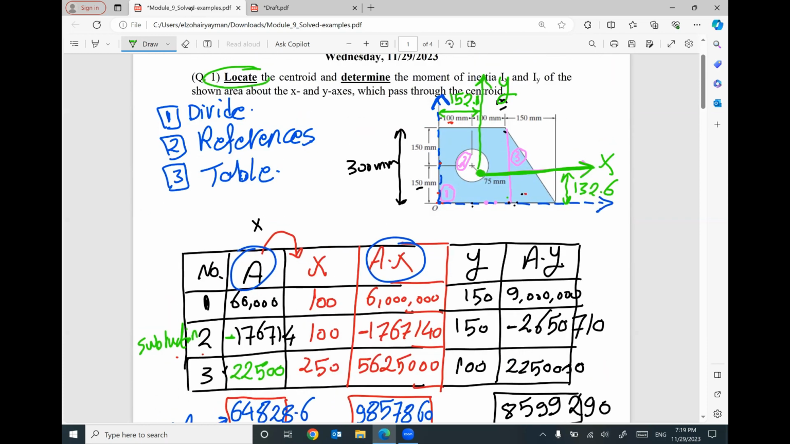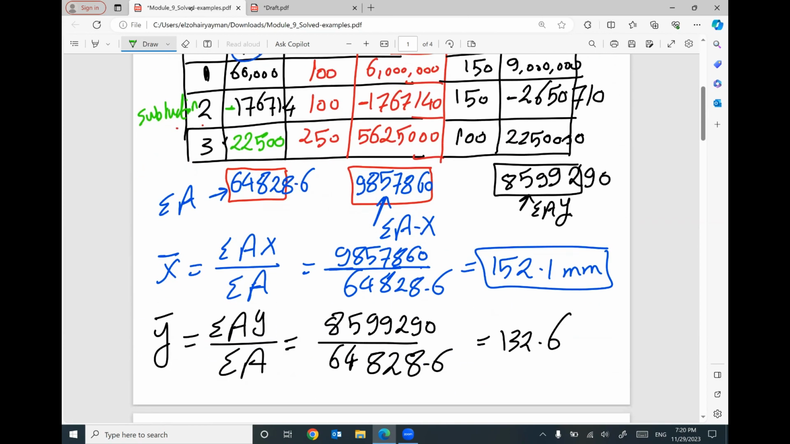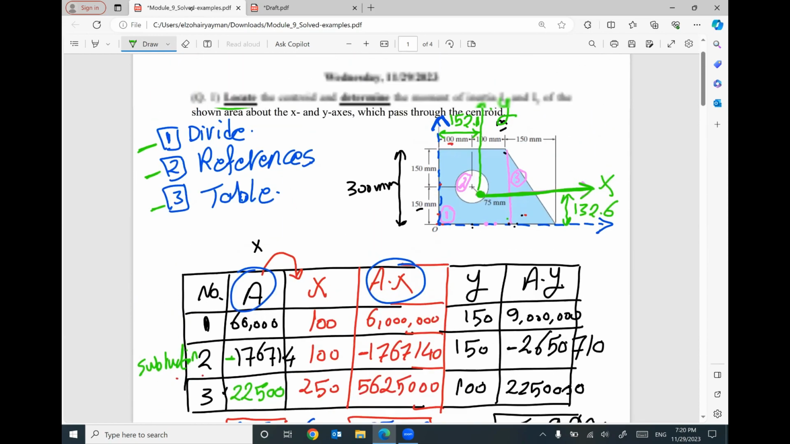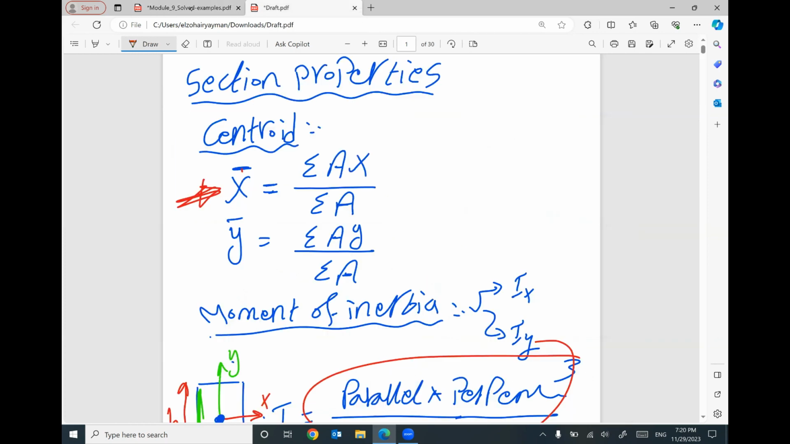This is the first part of the problem. Where is the centroid? I have to divide your area to different parts. I have to put my reference. I have to set up this table. Then I will use these two expressions to figure out where is the centroid. Once you get the centroid, then I will start to think about the moment of inertia Ix and Iy.